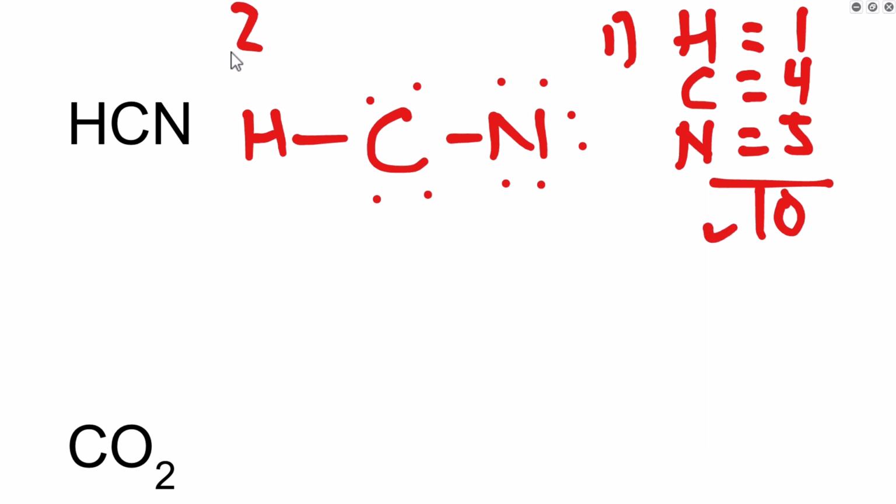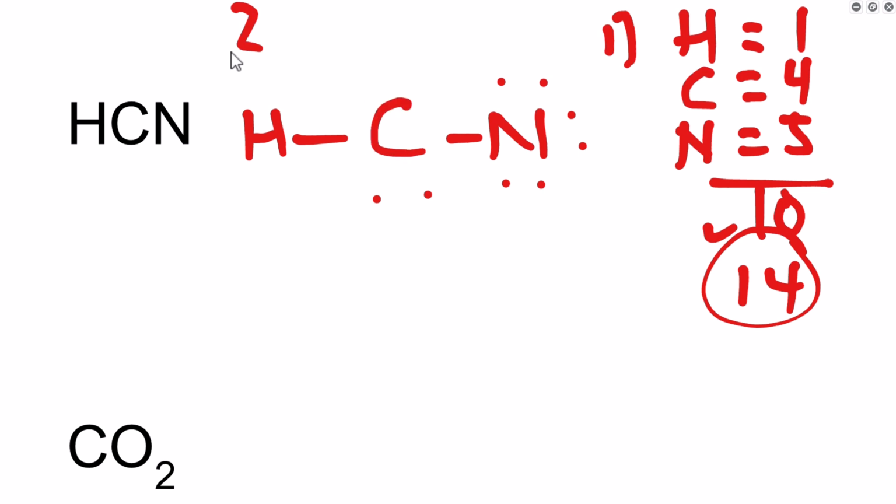Okay? Now, count them up. 2, 4, 6, 8, 10, 12, 14. We have 14 in our structure. That's too many. So what we're going to do here is take away 2 lone pairs and put a bond in between where we removed the 2 lone pairs. Since we can only remove them between carbon and nitrogen, we're going to do that. So I'm going to take away that. There we go. And I'm going to add another bond in between them.